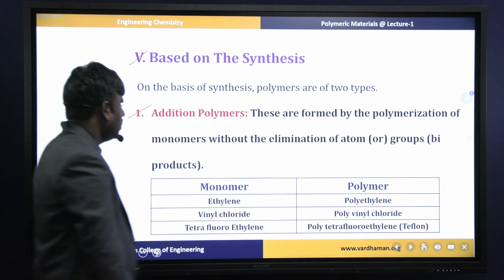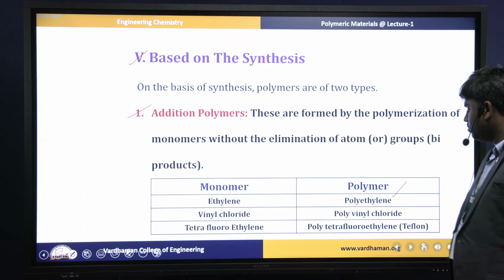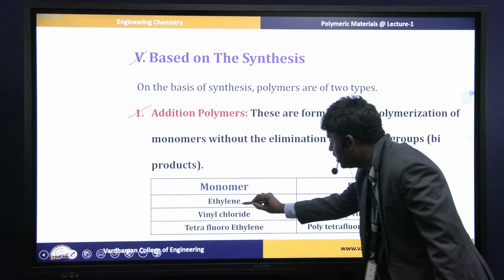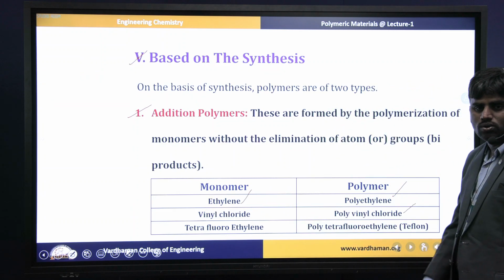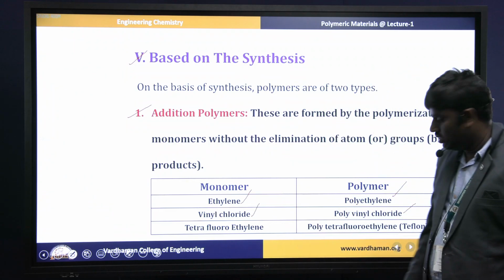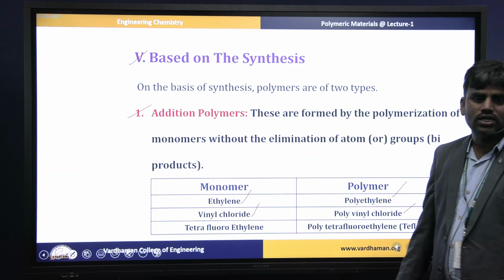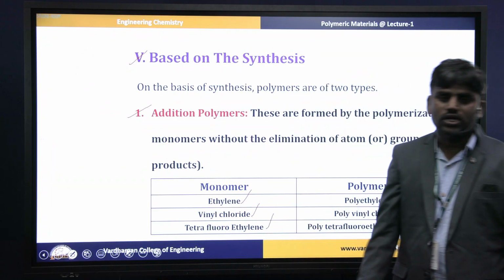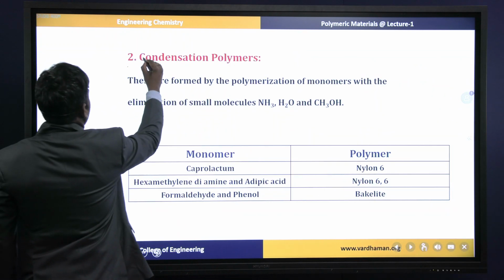Here I am going to show some examples of addition polymers. The polyethylene polymer is made up of the ethylene monomer, and the second example is PVC, polyvinyl chloride. It is made up of the monomer vinyl chloride. And next one is Teflon, also known as polytetrafluoroethylene, and this polymer is made up of the tetrafluoroethylene molecule.